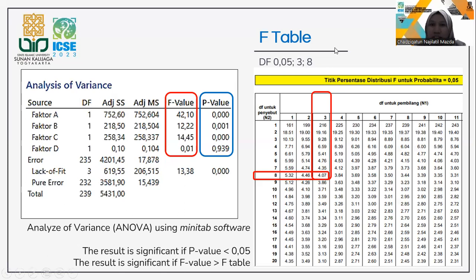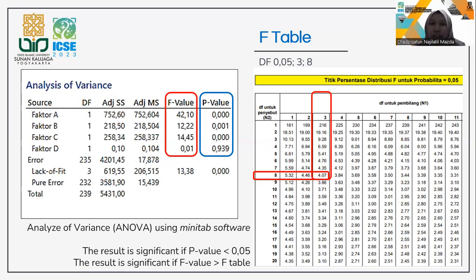Here we see the F-table. We use the degrees of freedom, and then we got the F-table value of 4.07. Factors A, B, and C have an F-value more than the F-table. So we say that factors A, B, and C are significant. But for factor D, the F-value is 0.01. This is less than 4.07. So we say that factor D is not significant.